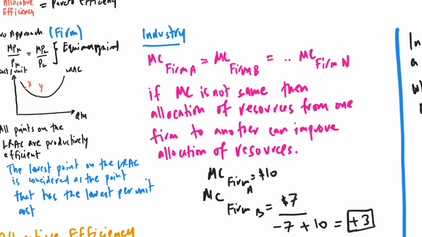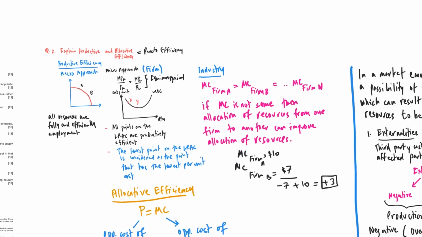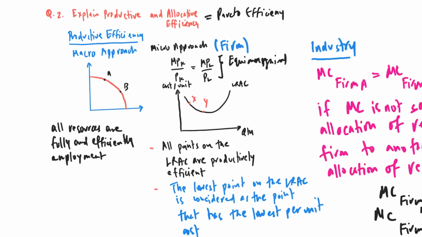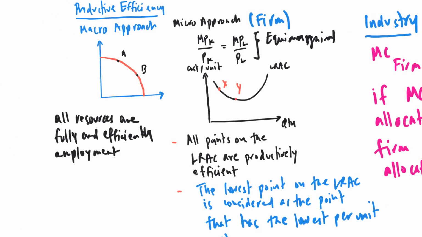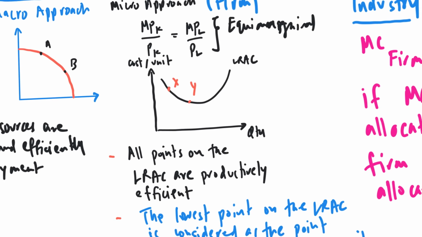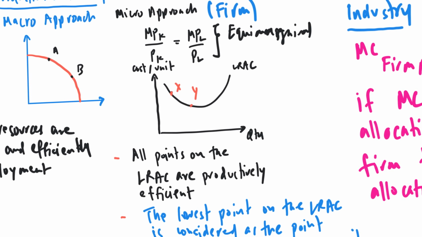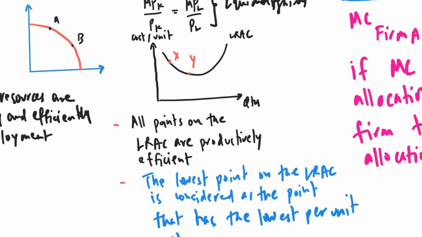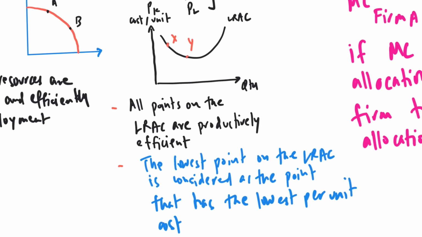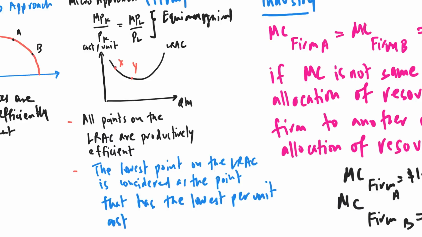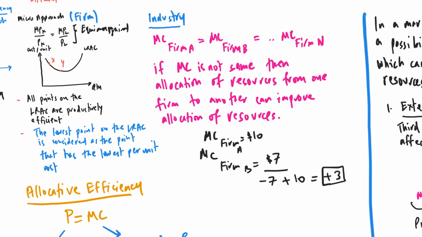So just to quickly recap, productive efficiency from a macro approach means that we are on the PPC. From a firm or micro approach, all points on the LRAC are productively efficient, which means the equi-marginal principle is true, but the one that we go for is the lowest point of the LRAC curve. And from the industry perspective, the marginal cost of all firms must be equal.